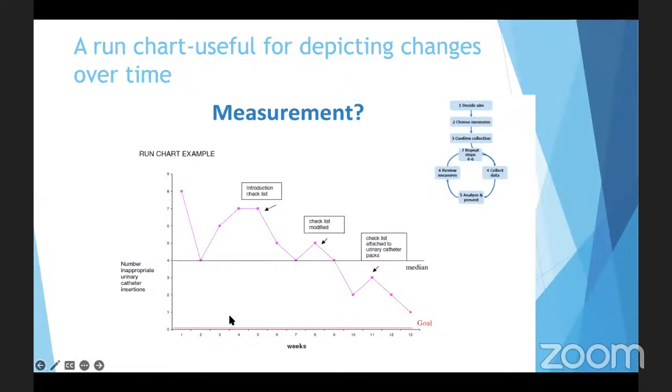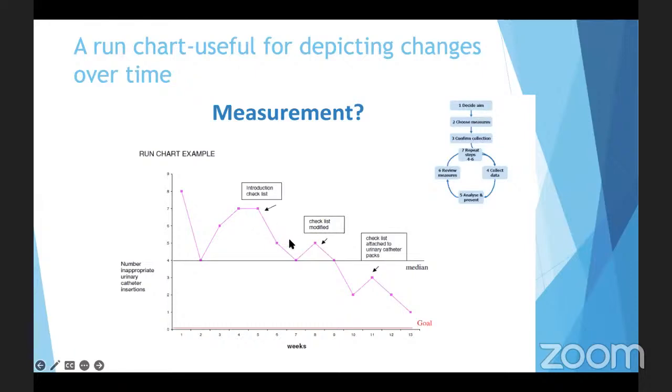तो आप देख सकते हैं diagram पे x axis पे आपके weeks हैं, time है, और y axis पे आपके पास number of inappropriate urinary catheter insertions है. And you can see that from the start that the checklist was introduced, it has shown an almost overall downward trend in which the goal is almost reached.